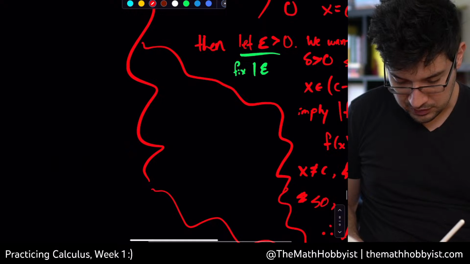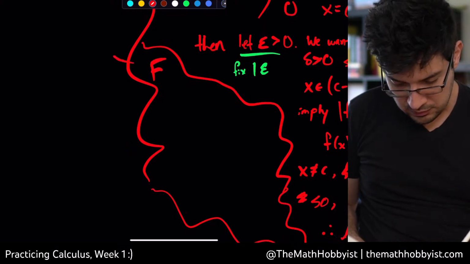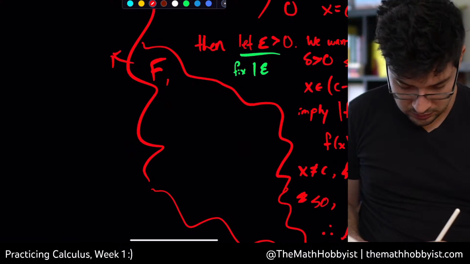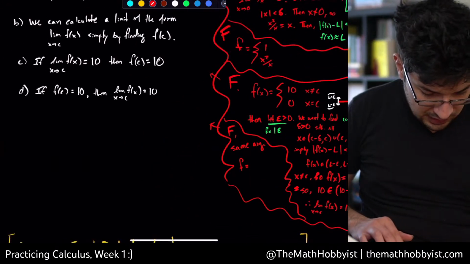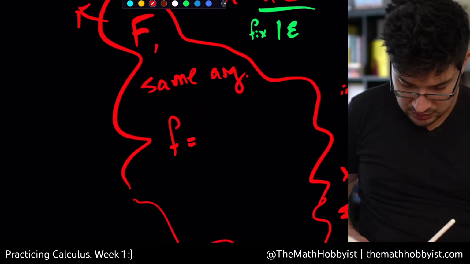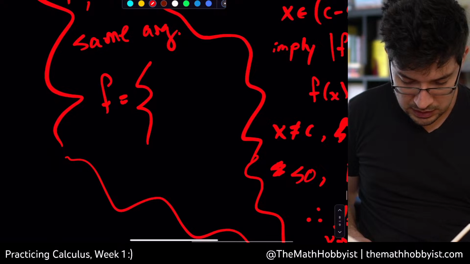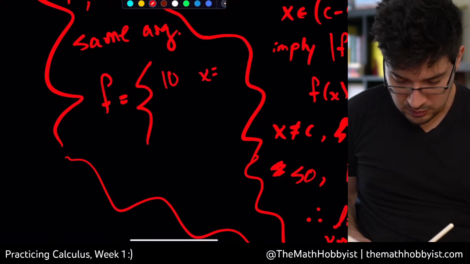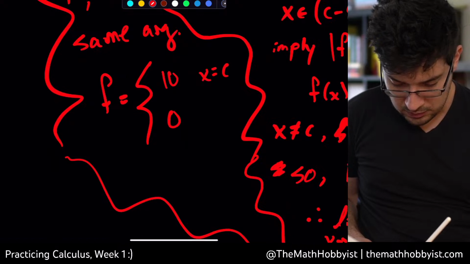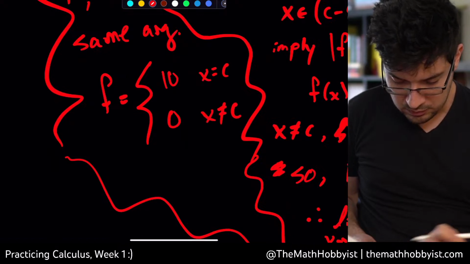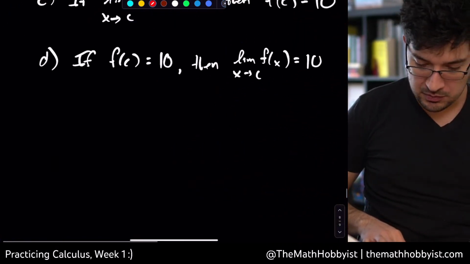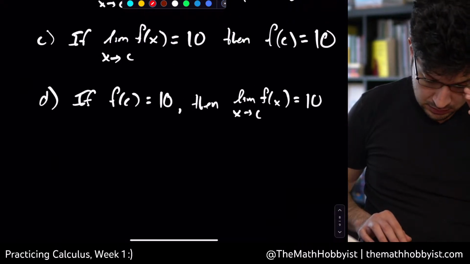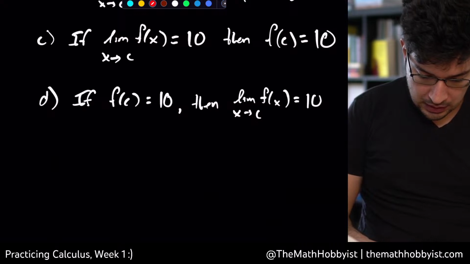Here's another little answer. It's the same argument. Do the same thing: if f of c equals 10, then the limit is 10. In this case, we flip the two. Yeah, it's the same argument. It's just that we swap the cases.